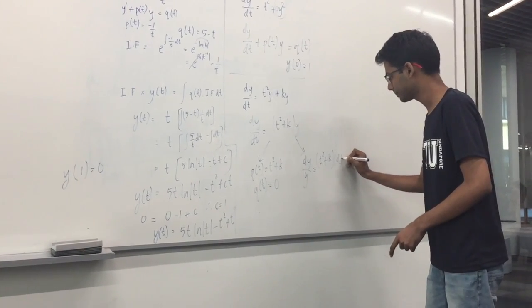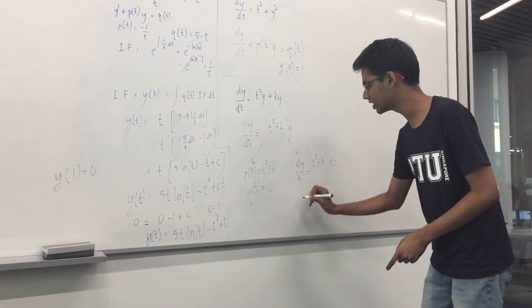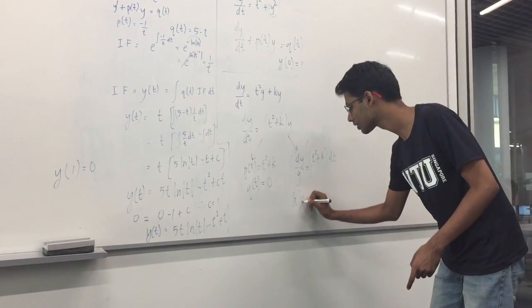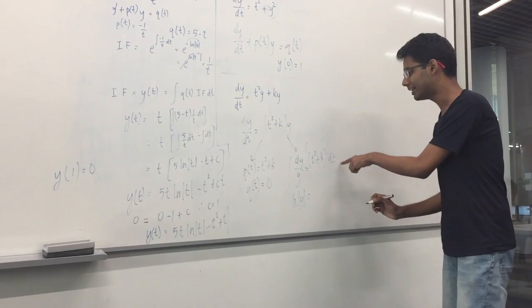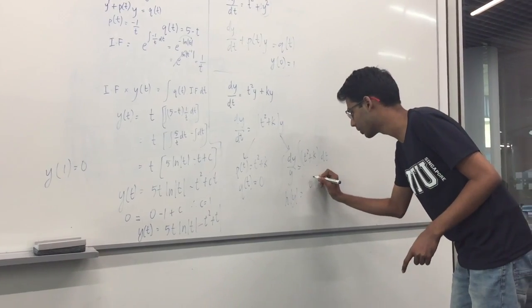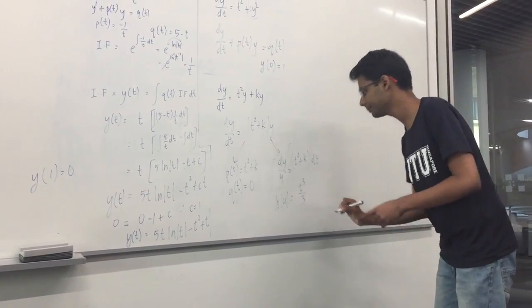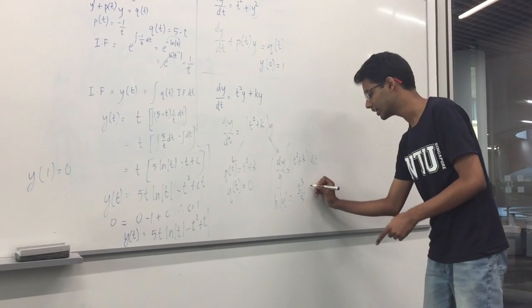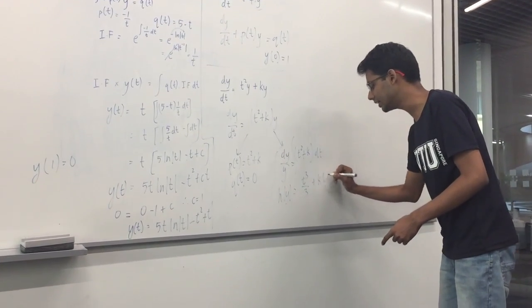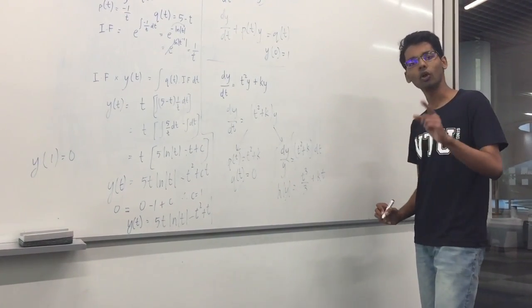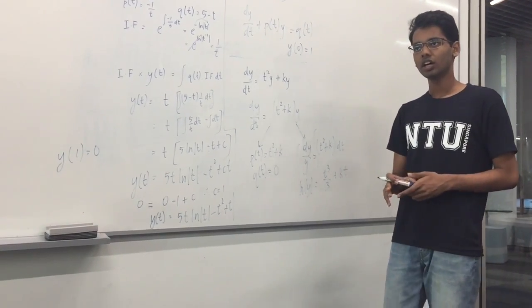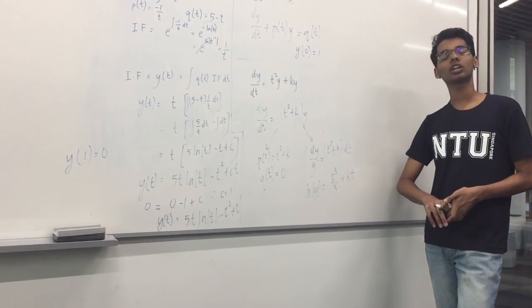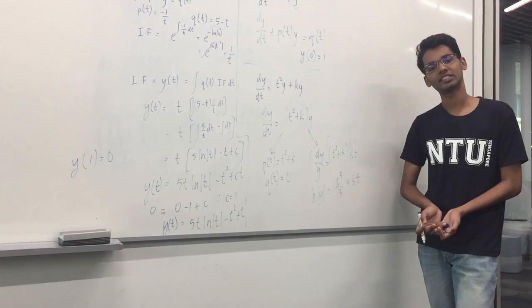So all we can do is go for dy over y is equal to t squared plus k times dt. And the integral would just be ln of y is equal to t squared. When you integrate that, it's going to become t cubed over 3, and k is just going to become plus kt.